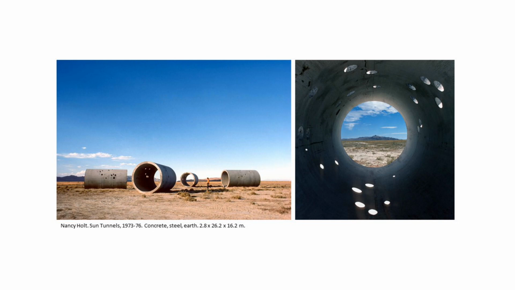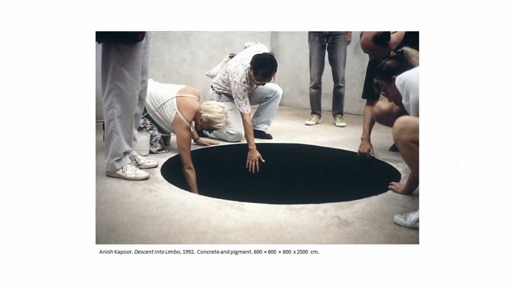inside. Another good example of negative space here in Descent into Limbo, 1992, by Anish Kapoor. In fact, there is nothing else other than negative space in this sculpture. A hole in the ground, all painted black. So black, in fact, that we can't see the bottom. The artist used a special paint called Vantablack, which blocks most of ultraviolet, visible, and infrared light.